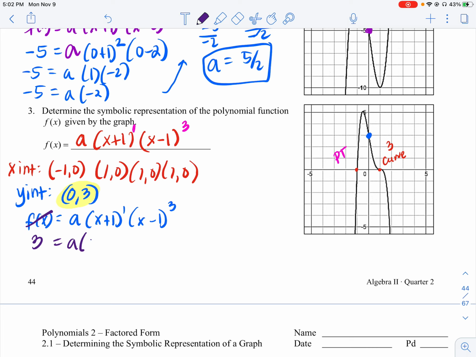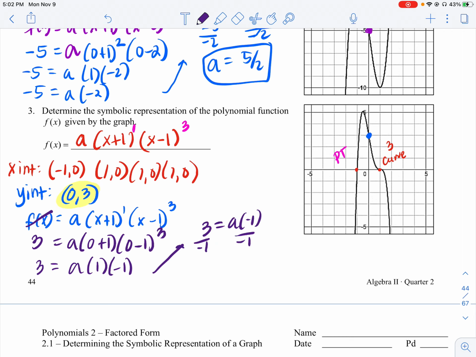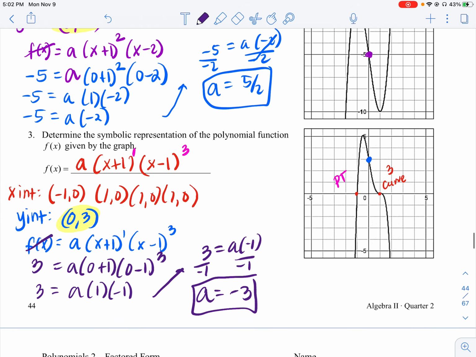And in replacement for x, we put 0. 0 minus 1, cubed, don't forget. We have a, that's a 1. 0 minus 1 is a negative 1. Negative 1 cubed is just a negative 1. So we have 3 equals negative 1 times a. So divide by negative 1. A is equal to negative 3. And so instead of this A value here, I will put negative 3.